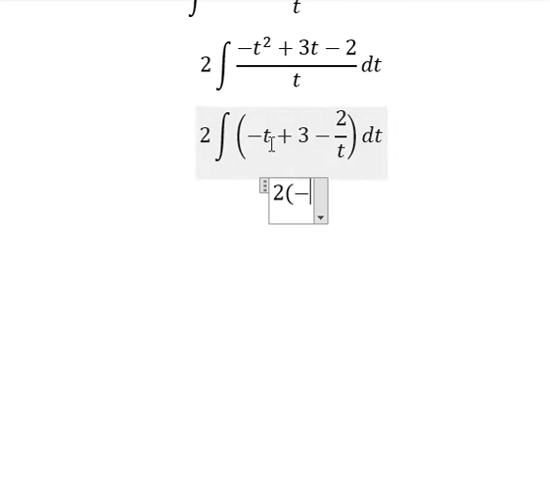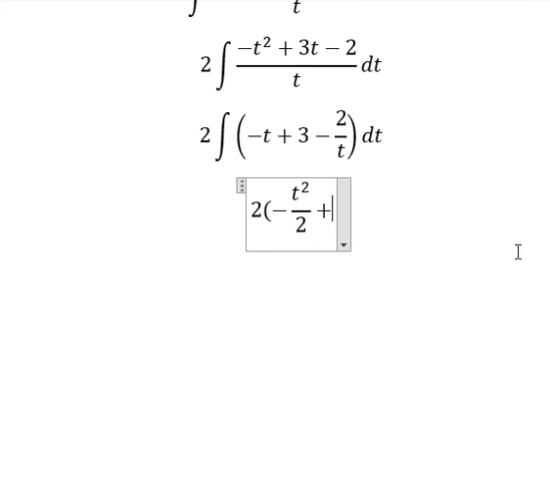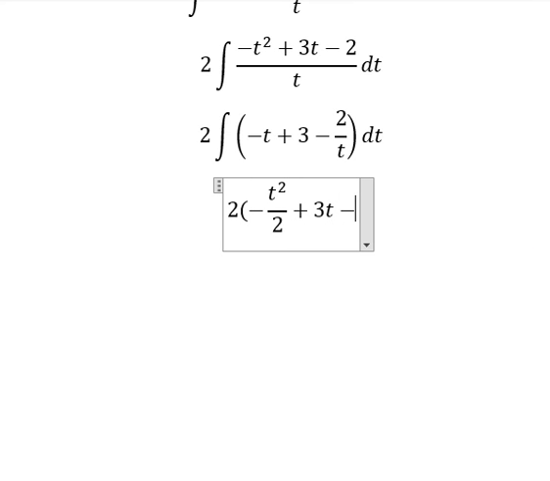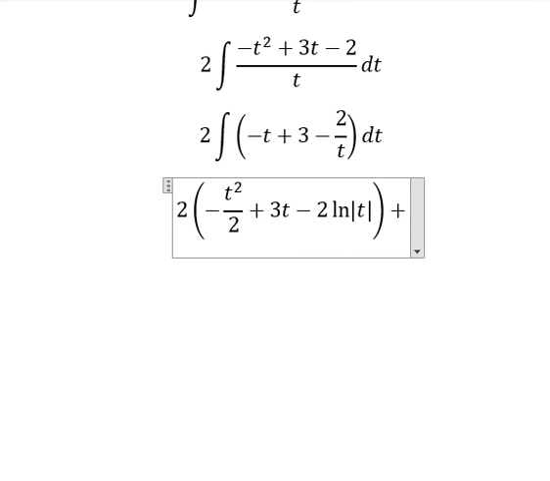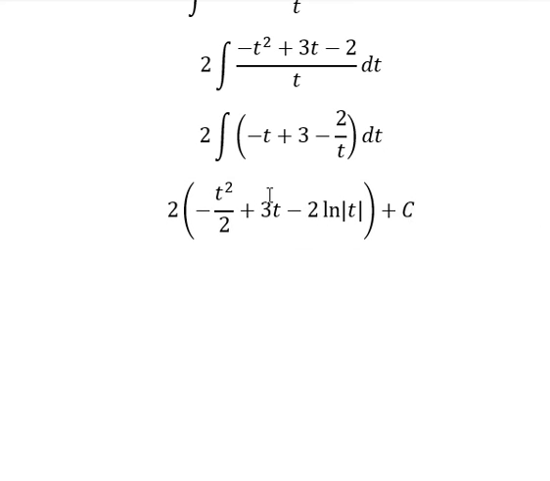The integration of t, we have t squared over 2. The integration of number 3, we have 3t. The last one is negative number 2 ln of the absolute value of t. And I will put c.